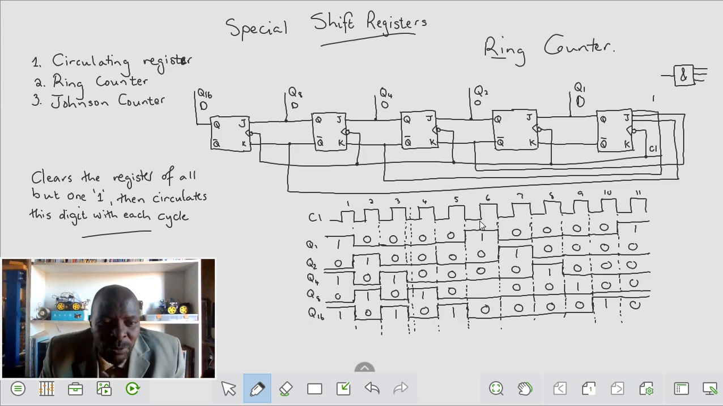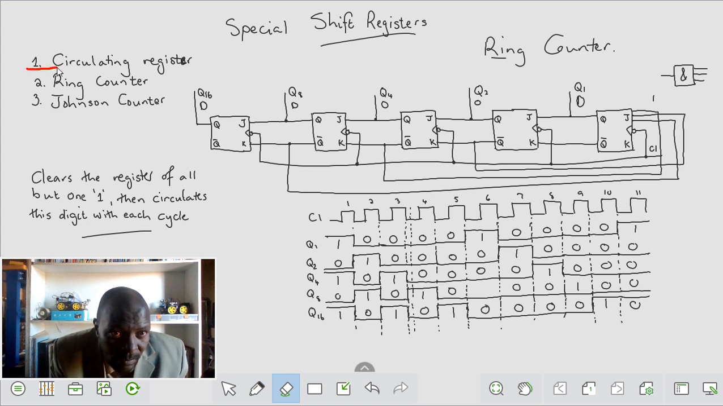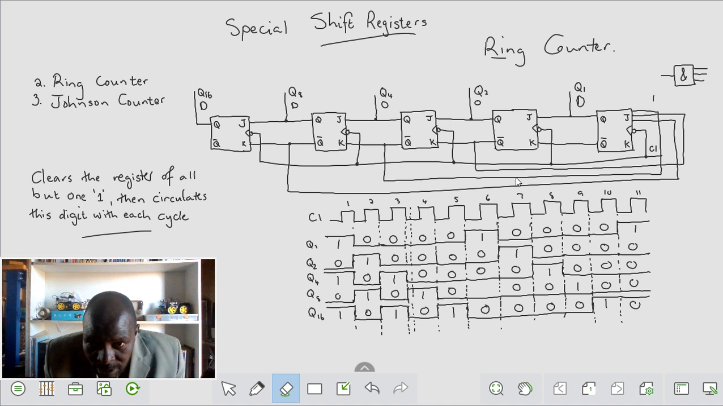Okay, we're busy with our special registers, and we've looked at the circulating one. We've looked at the ring counter. This was the ring counter. Basically, what did it do? It corrected itself first. Here it took 3 pulses to do that. And then what did it do? It remained with one single digit one, and it kept rotating it amongst its various outputs. All right, it kept circulating it.